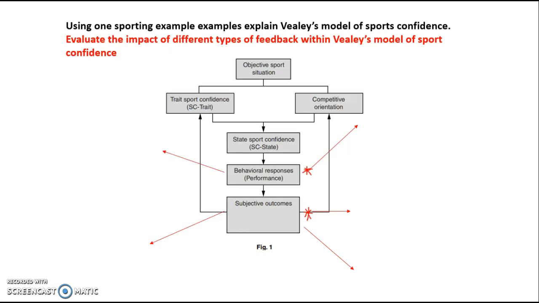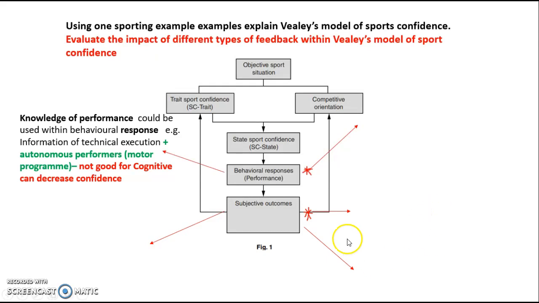So the first one then, if you look down at behavioural response. The big thing for me when you're talking about behavioural response is the competence and the skill execution. That links nicely to the feedback of knowledge of performance, because that's to do with the technical execution, isn't it? So knowledge of performance could be linked to the behavioural response. For example, the performer getting information on the technical execution. It's more relevant if it's going to be done intrinsically for autonomous performers, because they have a motor program for this, and it's not so relevant for cognitive performers because they don't actually have a motor program of what the successful skill should look like. And it can lead to a decrease in confidence if they keep getting it wrong.